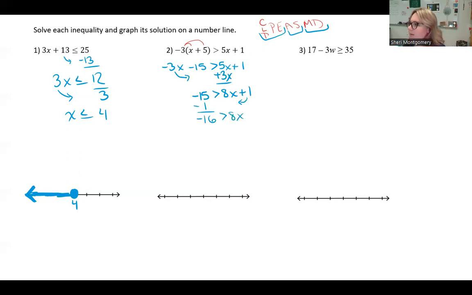And what's my last step? Divide by 8. And so I'm still not dividing by a negative number, so nothing changes. So I need to divide by 8. Negative divided by a positive will be a negative. 16 divided by 8 is 2.